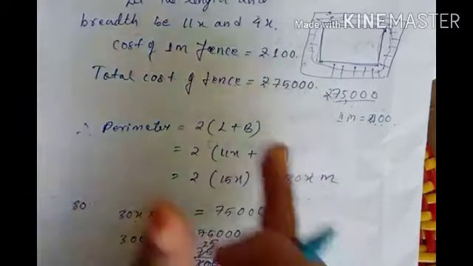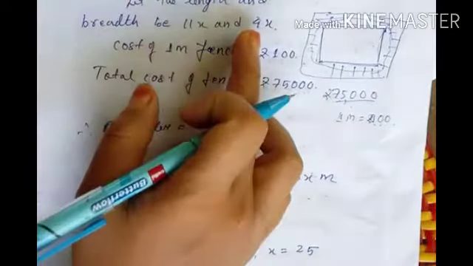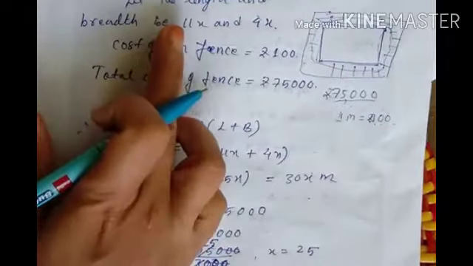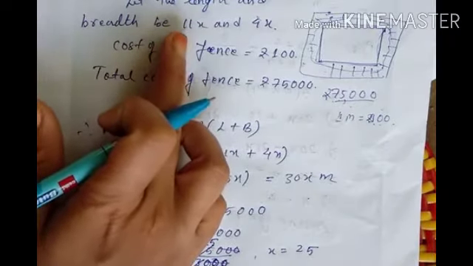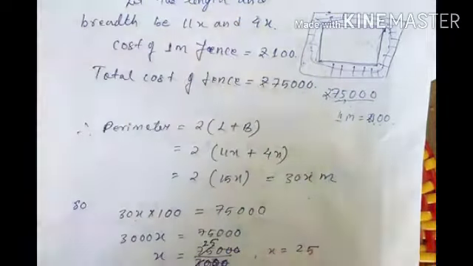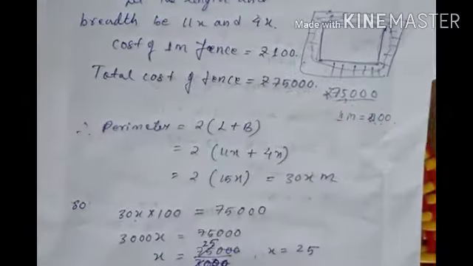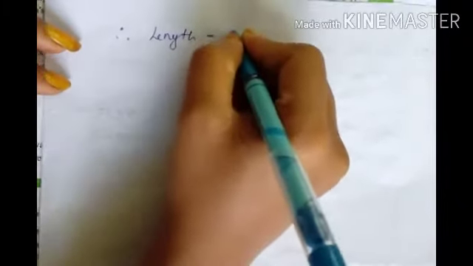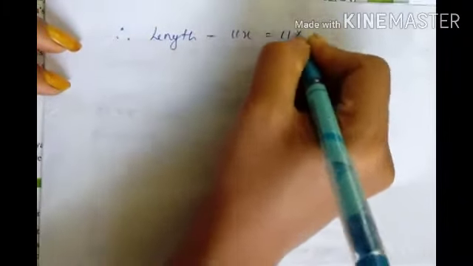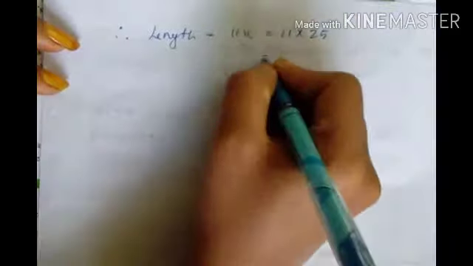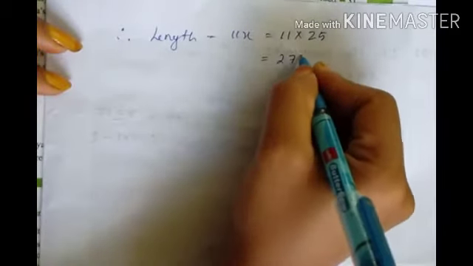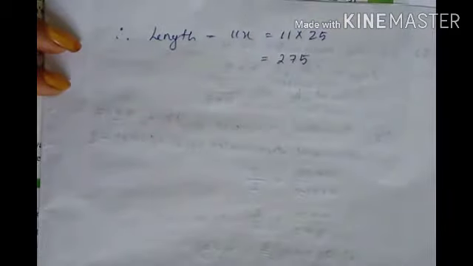What is the x? 25. So what was our length? 11x and breadth 4x. So you will multiply 11 into x. What is x? 25. And for breadth 4 into x means 4 into 25. Therefore length is equal to how much? 11x. That means 11 into 25. What will be your answer? 275. Okay, this is the answer.